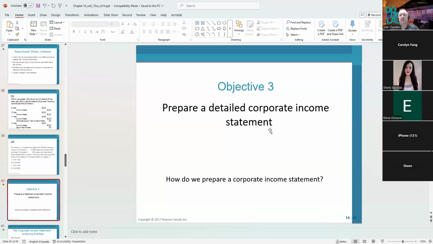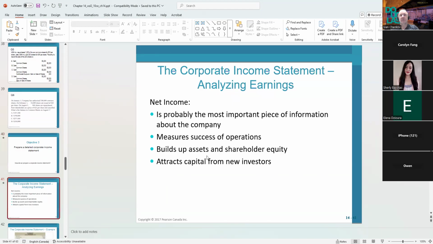Let's go to the next one. Let's go now to the next objective today, and that's to prepare a detailed corporate income statement. For that income statement, what we have to do is the net income.